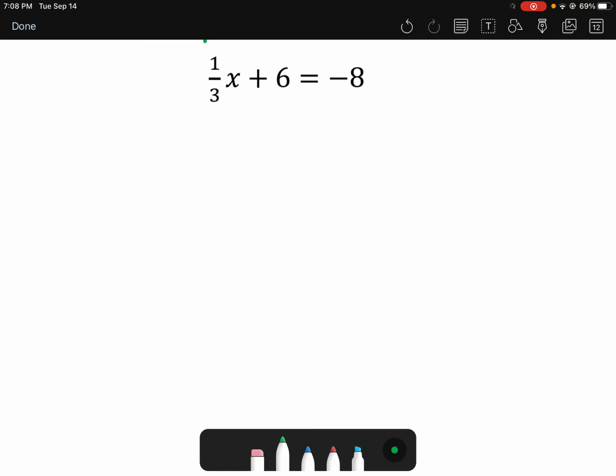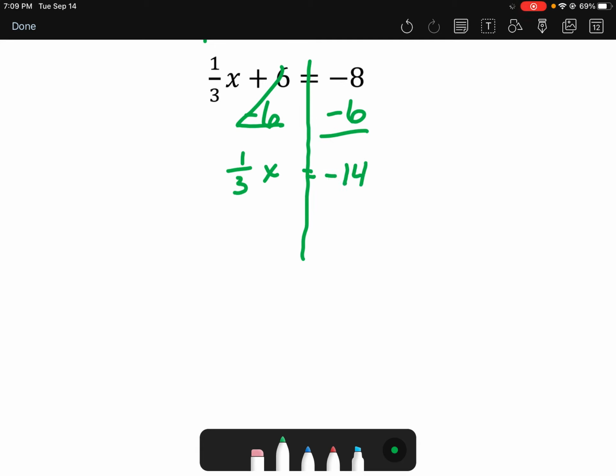One-third x plus 6 is equal to negative 8. Same thing as last time. I need to get rid of my constant first. My constant here is that 6. In the problem, I am adding 6. So its inverse would be subtraction. I will subtract 6 from both sides. Cancel them. I have 1/3 x is equal to negative 8 minus 6, which is negative 14.